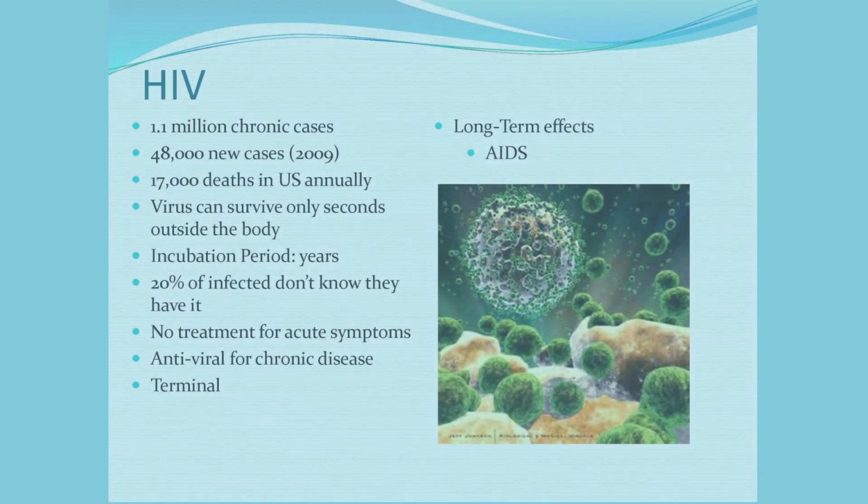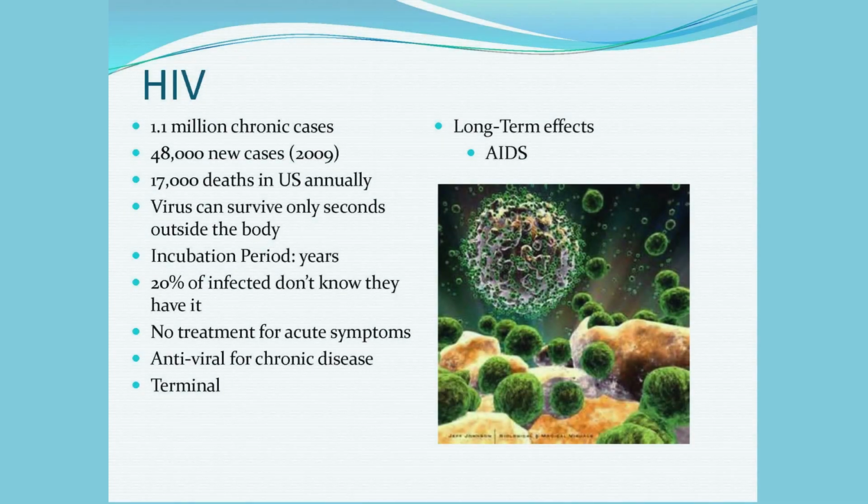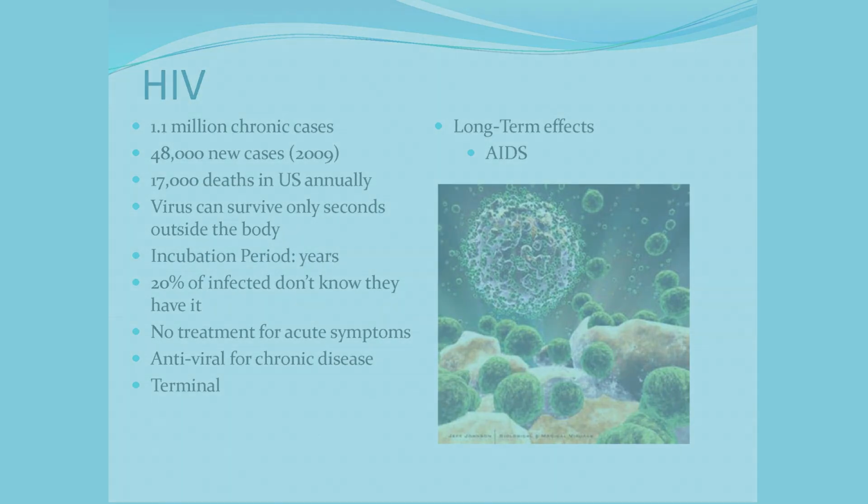HIV weakens the immune system and can lead to AIDS. While the virus cannot survive longer than a few seconds outside the body, blood exposures still pose risk. There is no cure, but antiviral therapy can manage chronic infection and prolong life. The long-term progression of untreated HIV results in AIDS, a life-threatening condition where the body can no longer fight infections.